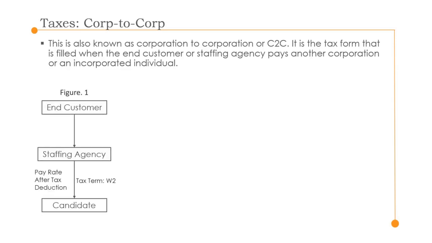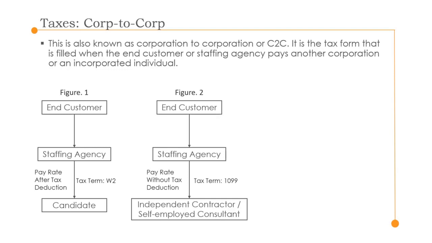Now in figure 1, we see that the end customer pays the staffing agency a bill rate, and the staffing agency then pays the candidate a pay rate after withholding tax. So that's pay rate after tax deduction. This is called W-2. In figure 2, the end customer pays the staffing agency a bill rate, and the staffing agency then pays the independent contractor or self-employed consultant a pay rate without deducting tax. This happens when the independent contractor or self-employed consultant is on a 1099 contract.